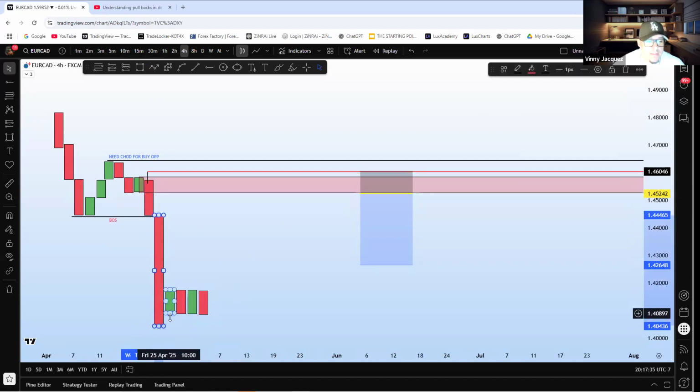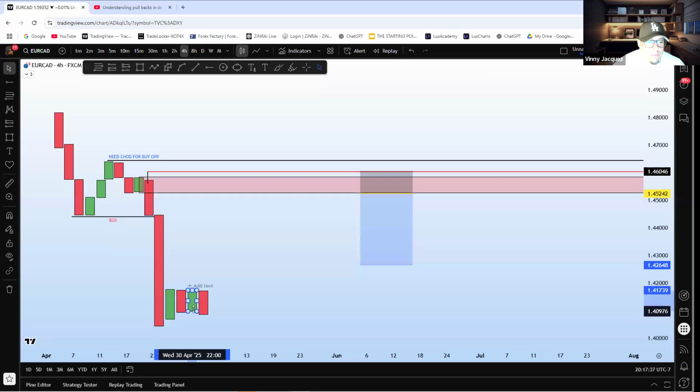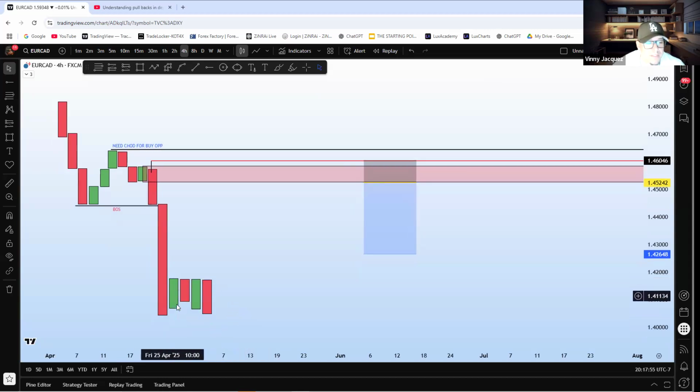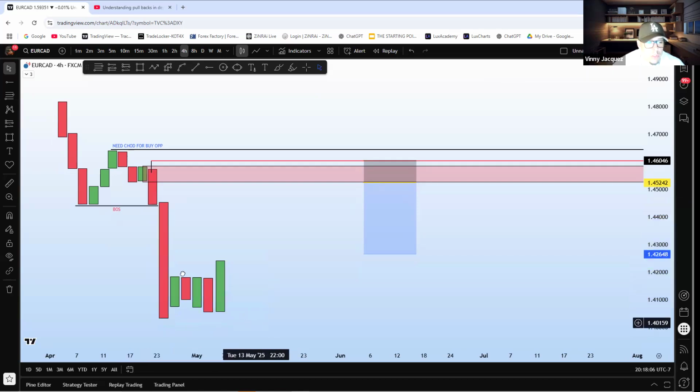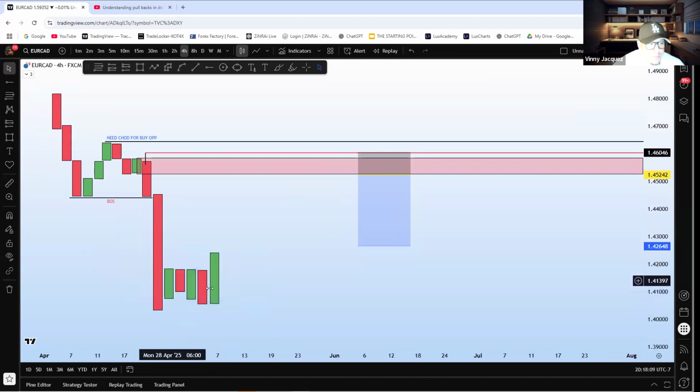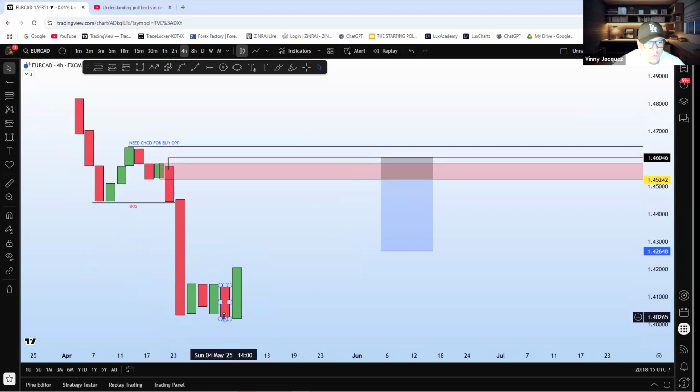Okay, now let's try to make this maybe even a little different, right? Because it's not always going to be very, very pretty. Now we have some type of equal low structure. Okay, awesome. We finally get the break of structure that we're looking for. Let's go. Let's see if we can just bring this down a little bit because I want some room. All right, bet. Cool.